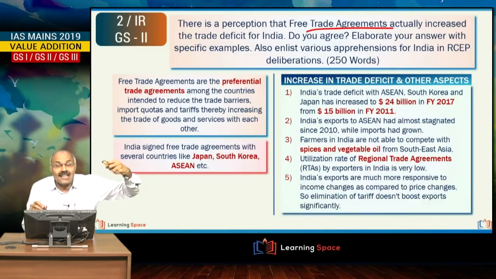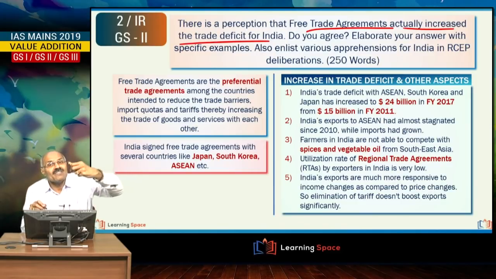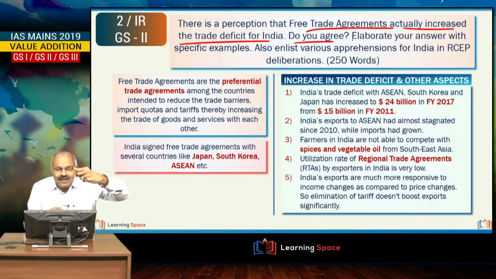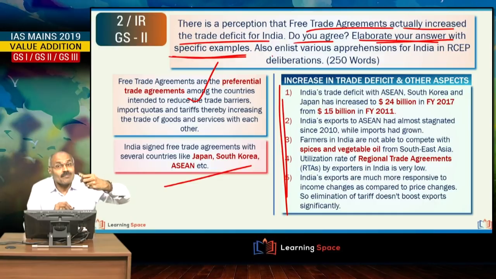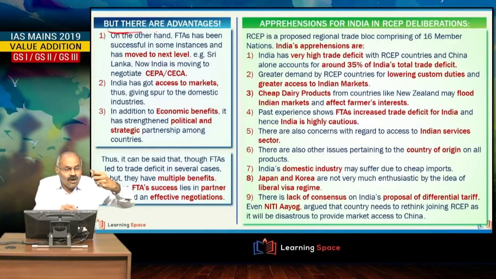There is a perception that free trade agreements actually increased the trade deficit for India. Do you agree? Elaborate your answer with a specific example. What is a free trade agreement? That is mentioned here. And just briefly, India signed free trade agreements with several countries like Japan, South Korea, ASEAN, and the trade deficit increased. He asked, elaborate your answer with specific examples. Do you agree? Yes, the trade deficit has increased, and you have to substantiate with figures, and after that you have to write another point also. But there are advantages.